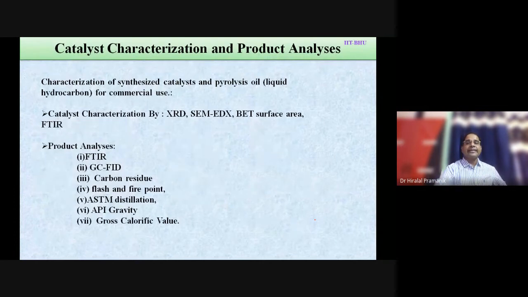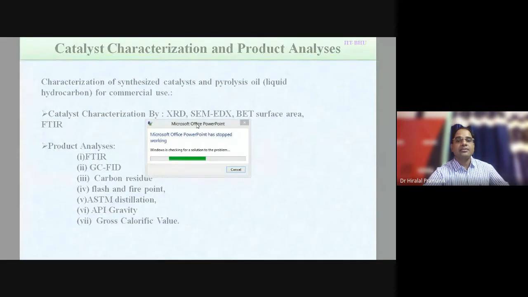And these are the characterization techniques of catalyst as well as fuel oil product analysis. Catalyst characterization: XRD, TEM, BET surface area.